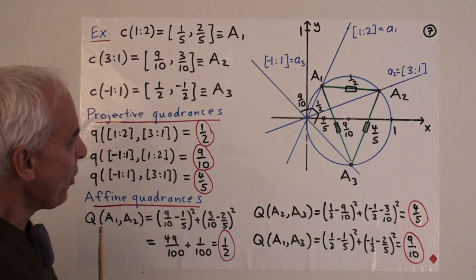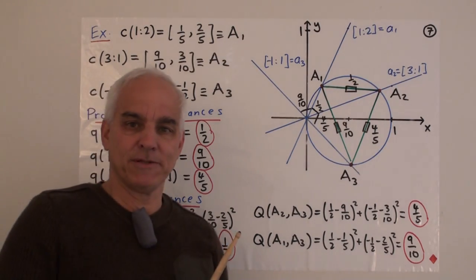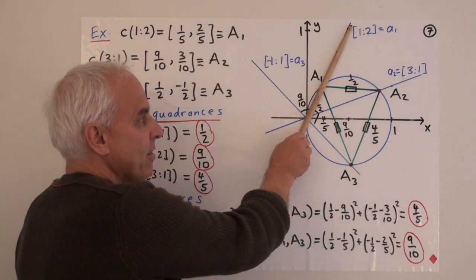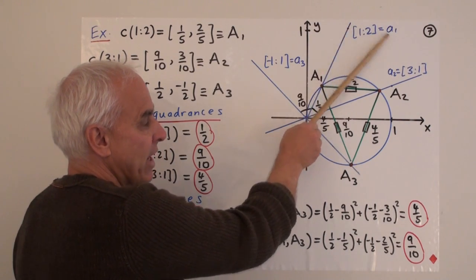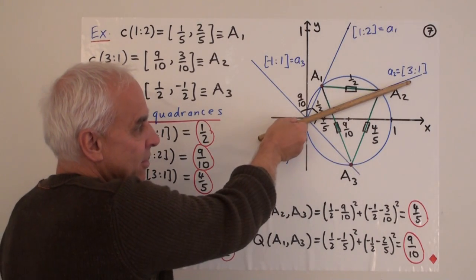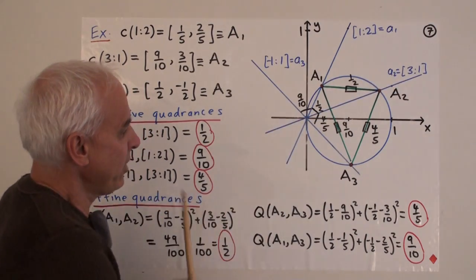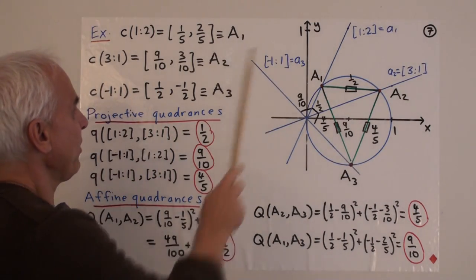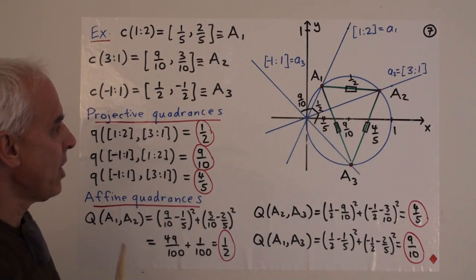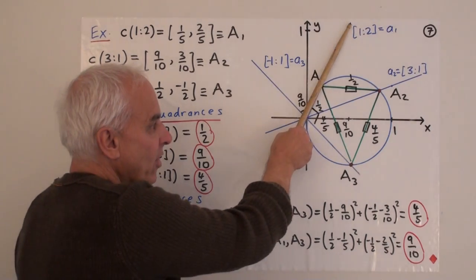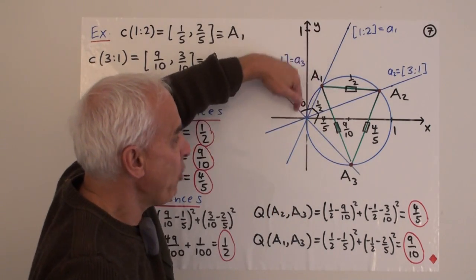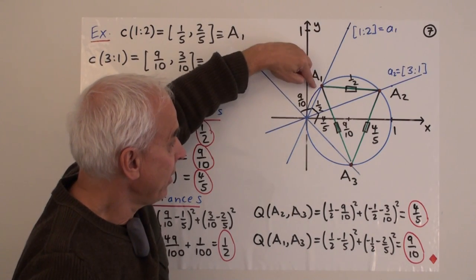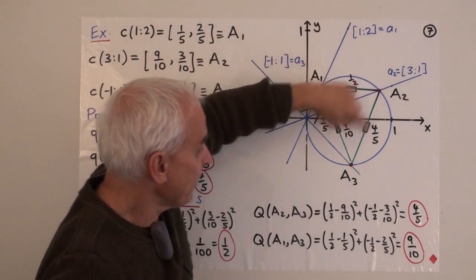I'm interested in three-dotless mathematics. All right, we're going to choose three projective 1 points, very familiar ones. The 1 point 1 to 2, which we'll call A1. The 1 point 3 to 1, which we'll call A2, and the 1 point minus 1 to 1, which we'll call A3. Corresponding to each of those are the corresponding points on our core circle.